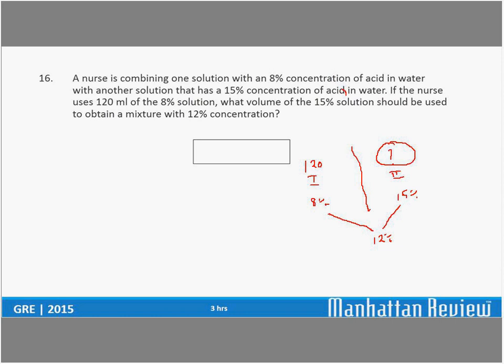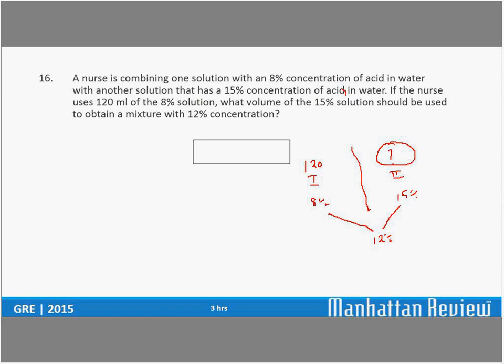Just that you can assume alcohol. You took 120 ml which has 8% alcohol. You took something which has 15% alcohol. If you mix both, you have to get 12% alcohol. So how many ml should you pick with 15% alcohol in it so that the result would be 12%? That is the question. 8% is already 120 ml.